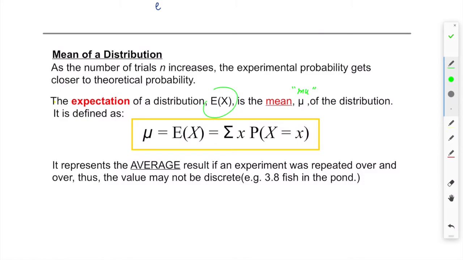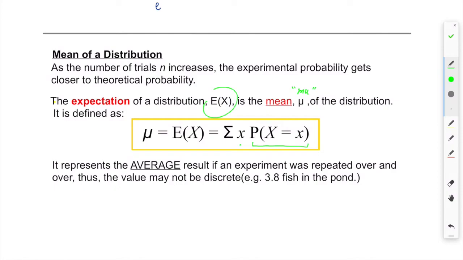And to calculate the mean, we know that we have to add up all the cases divided by the total, which turns into the sum of the value of each individual outcome multiplied by its probability. So this is the average result.